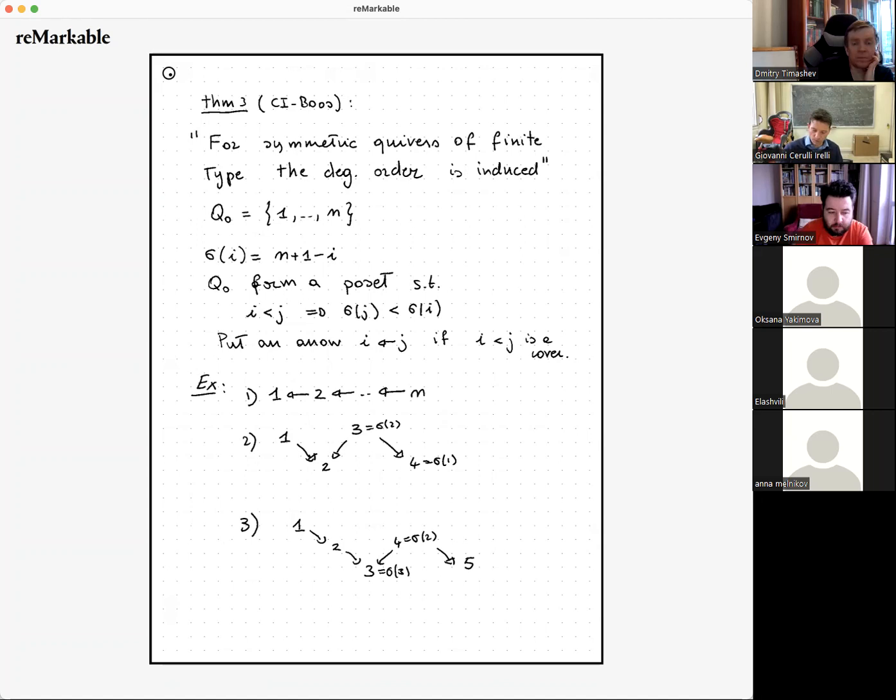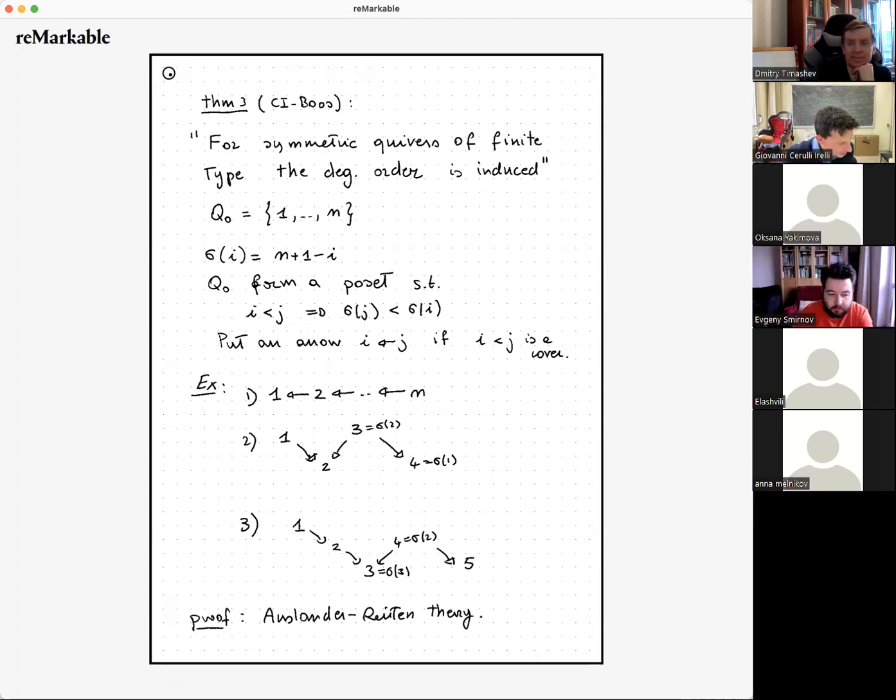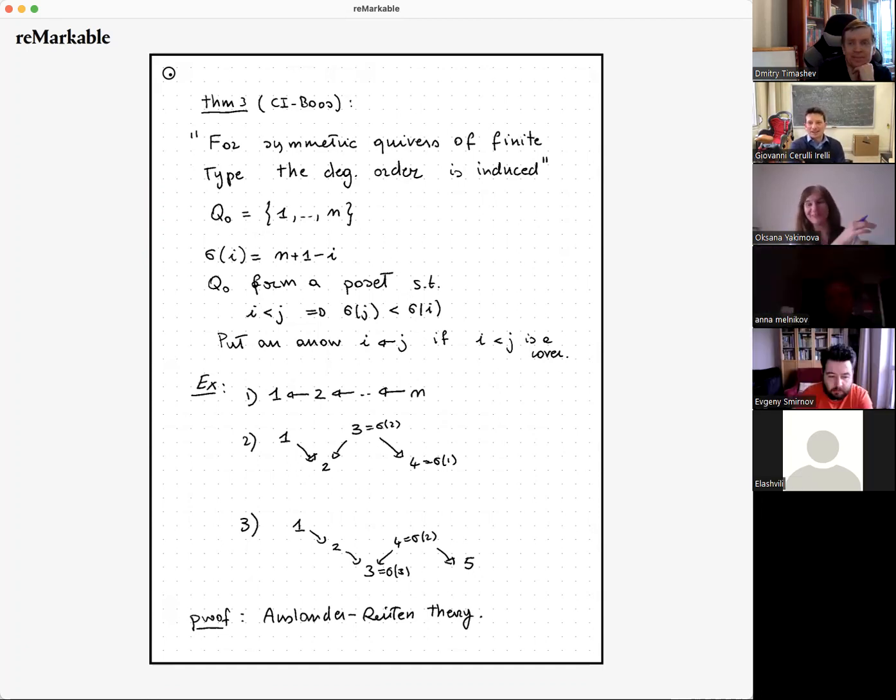And our proof uses Auslander-Reiten theory. But hardcore, I mean, I'm still not satisfied with the proof. It was really, really hard. Okay, so this is what I wanted to tell you. Sorry to bother you. So I finish here. Thank you for your attention. Yes, thank you very much.